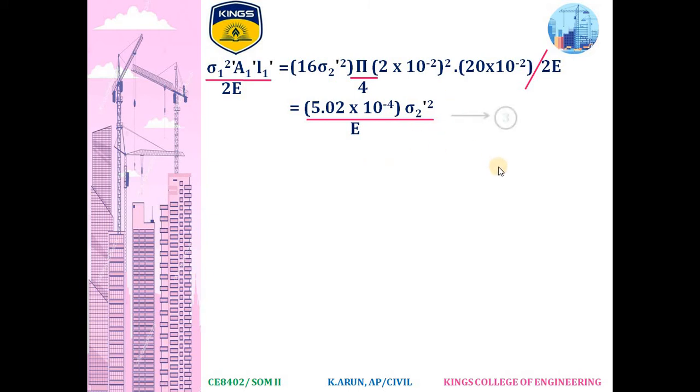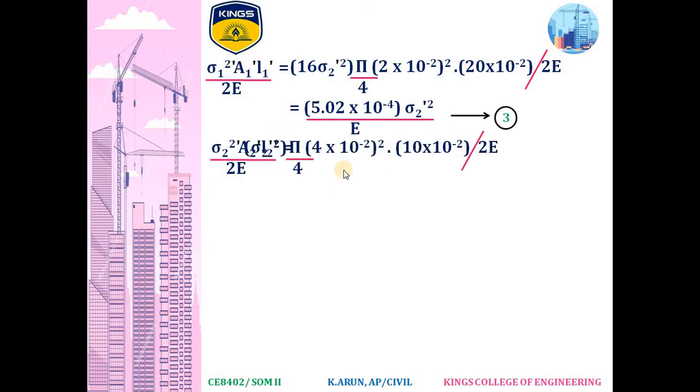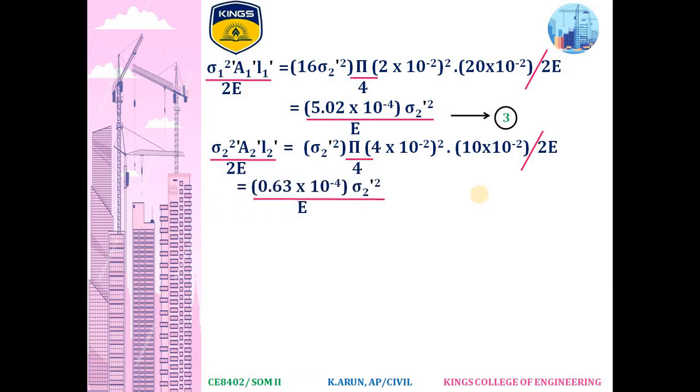So this is equation 3. Then for portion 2 also, I am going to use this formula. Now substituting the values, it is sigma 2 dash square. The diameter is 4 centimeters, so 4 into 10 power minus 2 whole square, and the length of portion 2 is 10 centimeters, so 10 into 10 power minus 2, whole divided by 2E. Simplifying, it will be 0.63 into 10 power minus 4 by E into sigma 2 dash square. So this is equation 4.